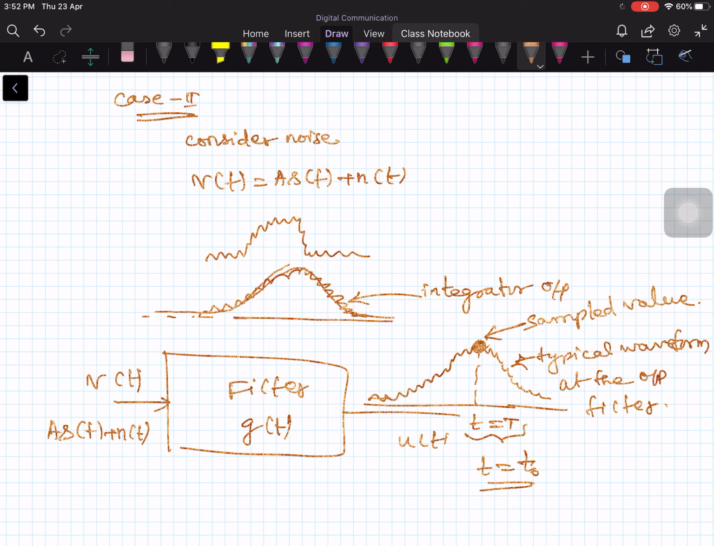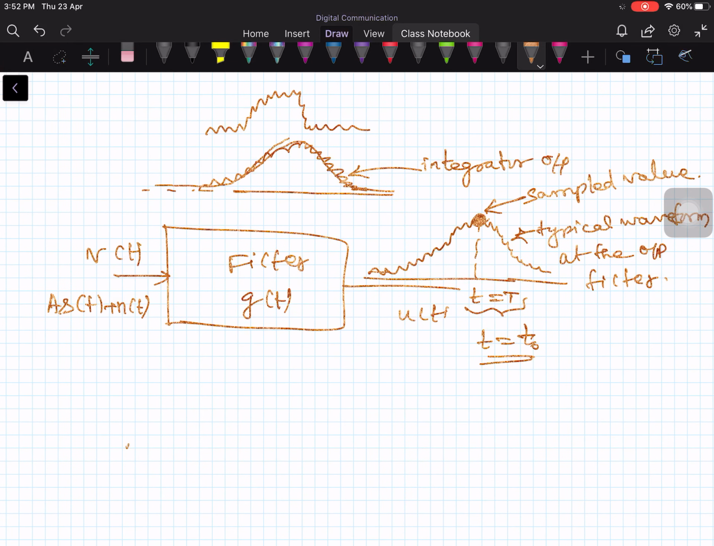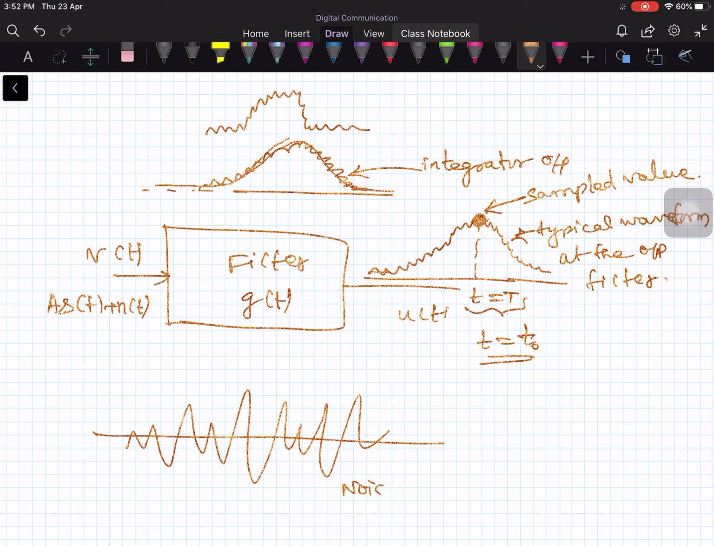Before that, let me address, once you do the integration, then what happens? The noise contribution will be minimized. You know why? Because this is, let us say, a typical noise process. If you integrate over an infinite interval or over a sufficiently long interval, the average value will lead to 0. Therefore, the best way to eliminate noise would be to pass it through an integrator.